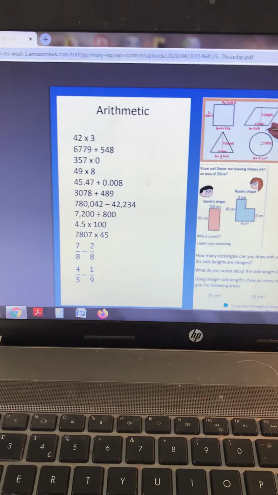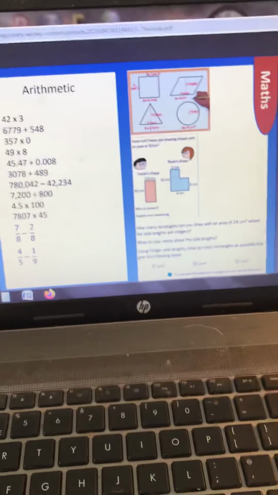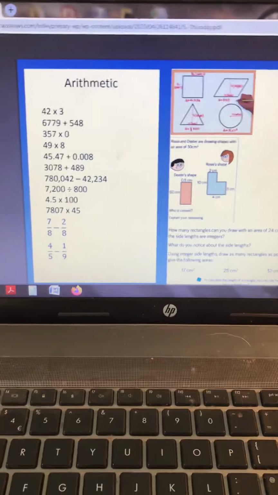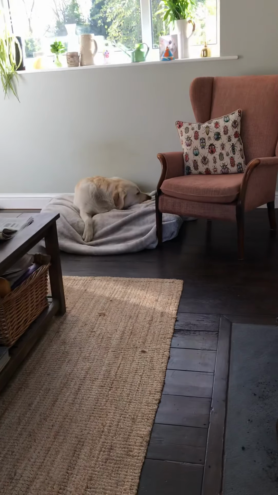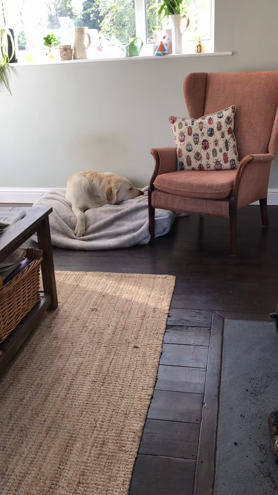A very good morning to you all on Thursday the 30th of April, last day of April. The sun is shining. Ollie's had his breakfast, so he's just having his little second snooze.